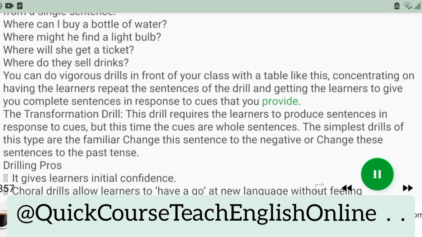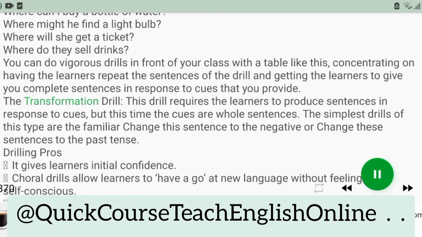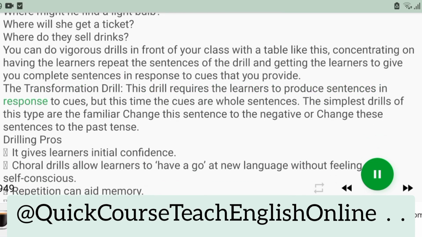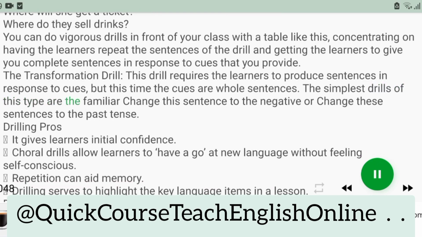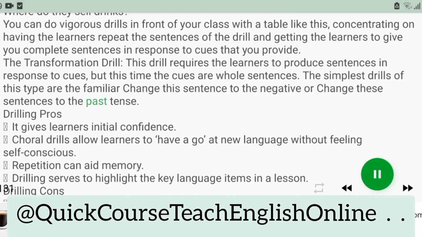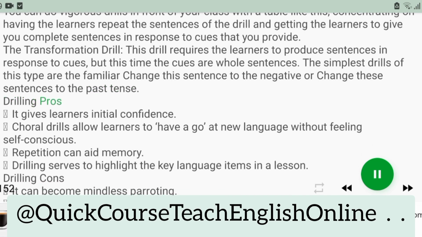The transformation drill. This drill requires the learners to produce sentences in response to cues, but this time the cues are whole sentences. The simplest drills of this type are the familiar change this sentence to the negative or change these sentences to the past tense.